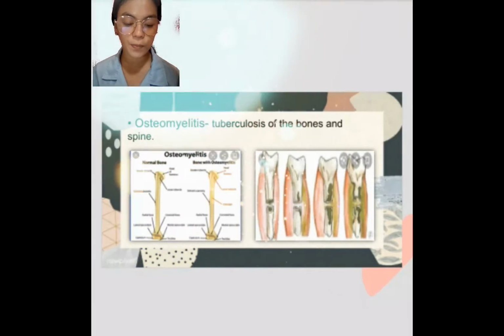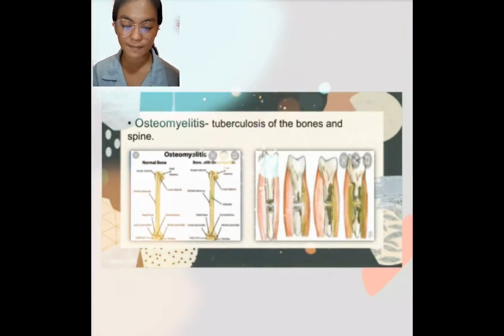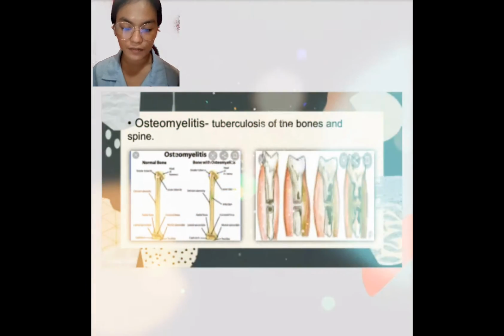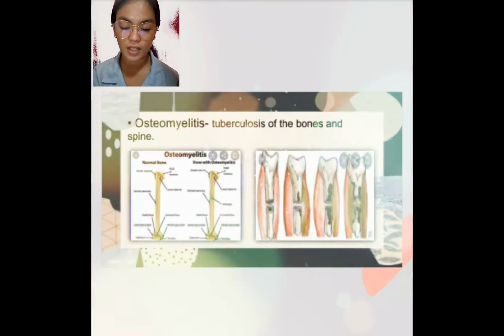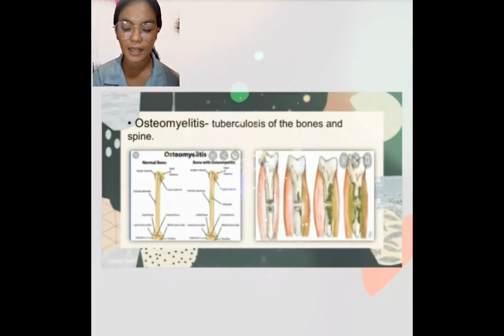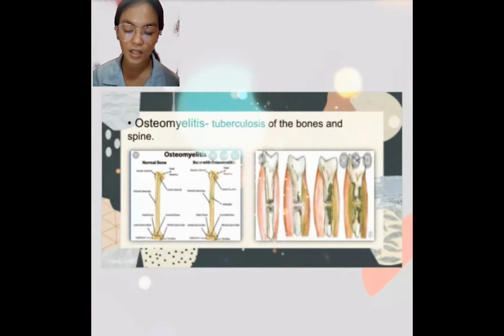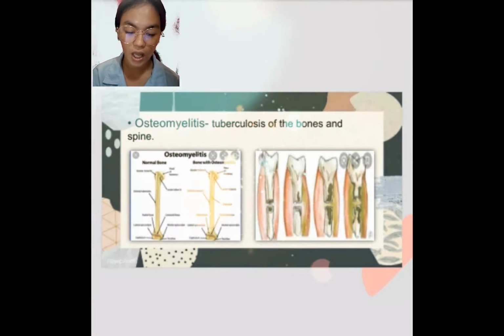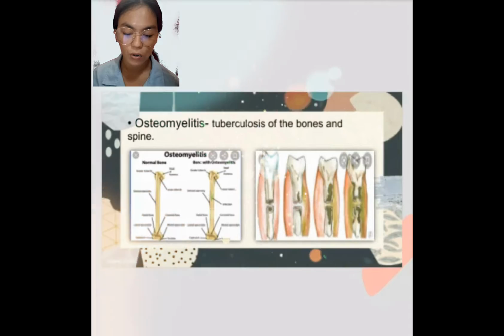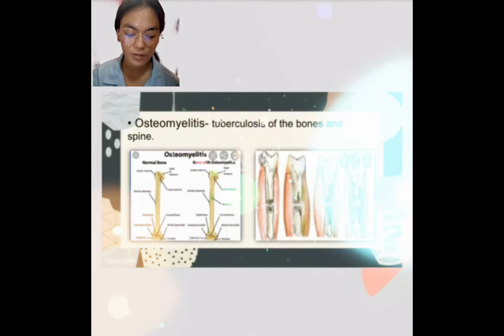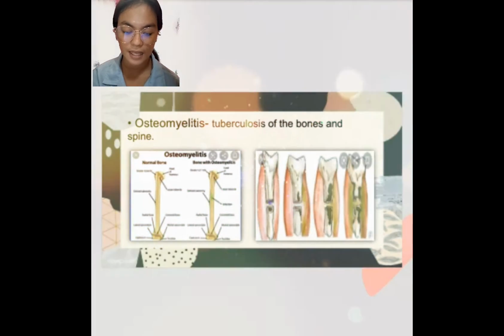Second, we have osteomyelitis. Tuberculosis of the bone and spine is an infection of the bone, a rare but serious and severe condition. Bones can become infected in a number of ways. Infection in part of the body may spread through the bloodstream to the bone, or an open fracture or surgery may expose the bone to infection. Tuberculosis of the bones severely affects the joints of the hips and knees.